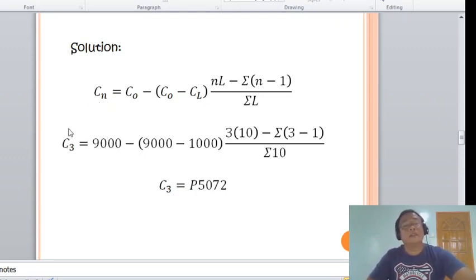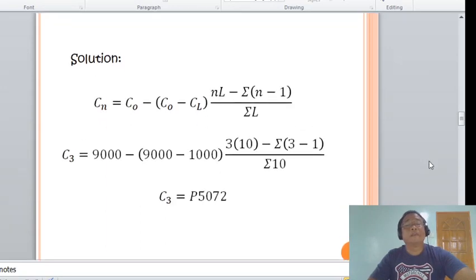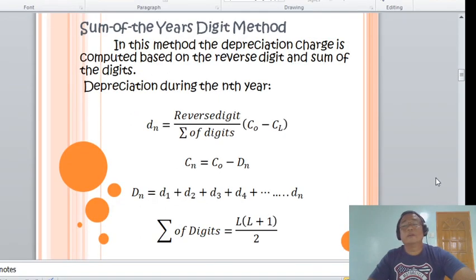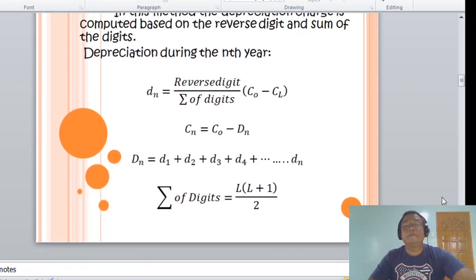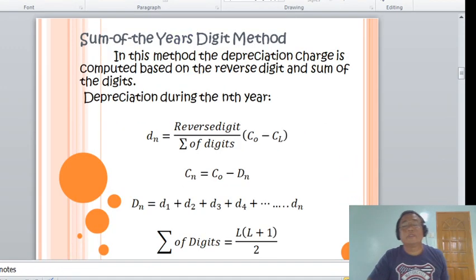So let us now compute this. Substitute the values: 9,000 minus 1,000, and then 3 times 10 minus summation of 3 minus 1, over summation of 10. So the answer is 5,072. Direct substitution only. So, we have another example for this method.